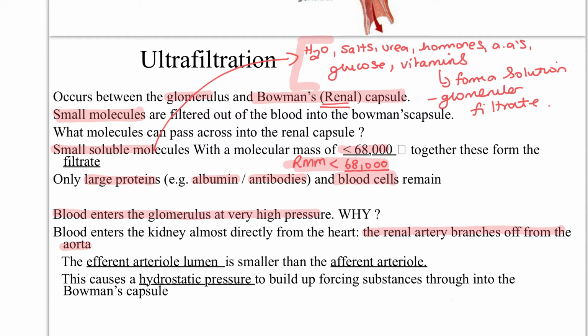The second reason is the lumen of the efferent arteriole is smaller than the lumen of the afferent arteriole. This means that blood is being squeezed into a smaller space. This generates a high hydrostatic pressure that forces substances through the walls of the glomerulus and out into the Bowman's capsule.